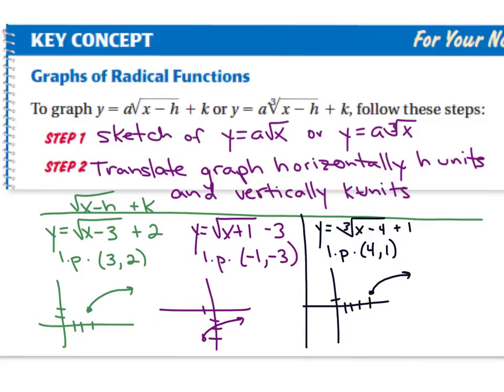So you have your point of inflection. At that locator point, right there, 4, 1, that's called the point of inflection. And that's just where it goes from concave up to concave down. Usually when I graph my cube root functions, I graph them from the locator point to the right, and then I go back to the locator point and go to the left.